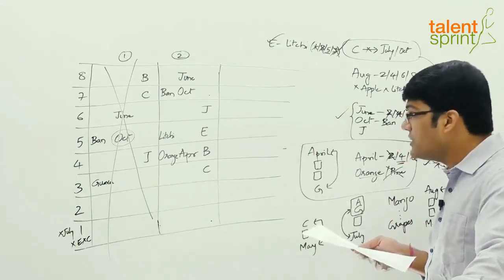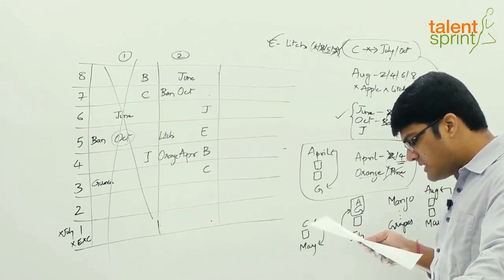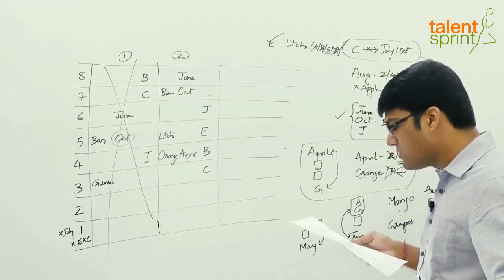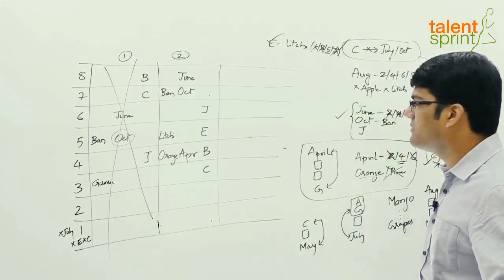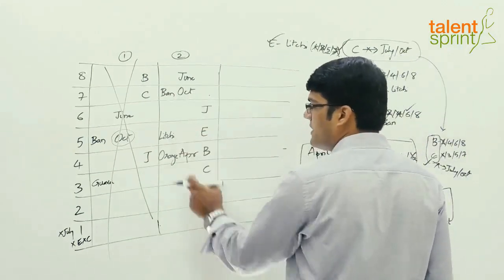A lives just above G. What else is given with respect to G? Only 2 persons live between G and the Earth. That anyway we are using. Only 1 person lives between G and the one whose date of birth is July. That also gives us possibility, right? So G comes here, July would come here. If G comes here, July would go there.